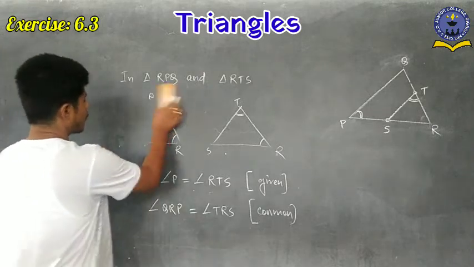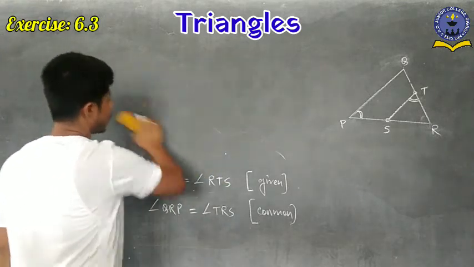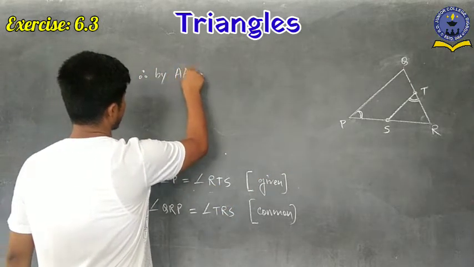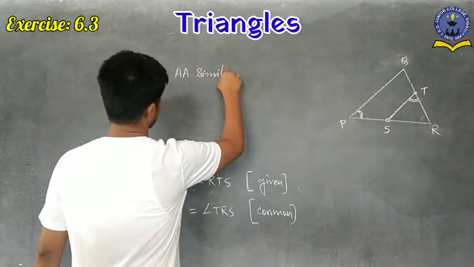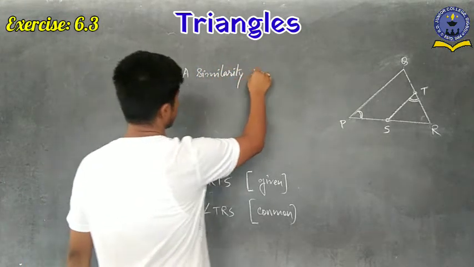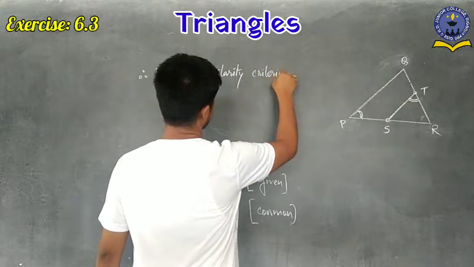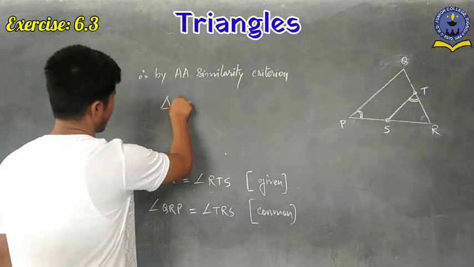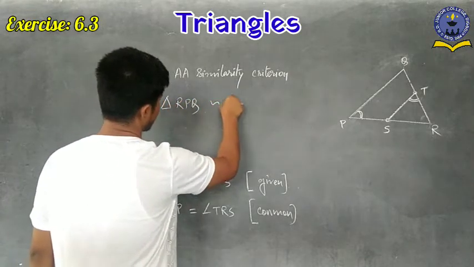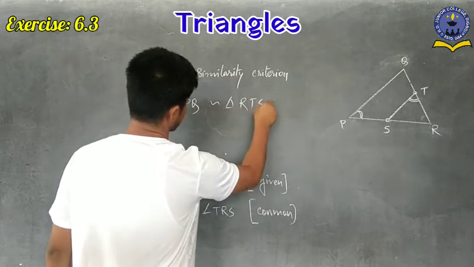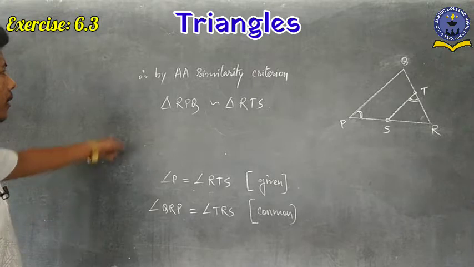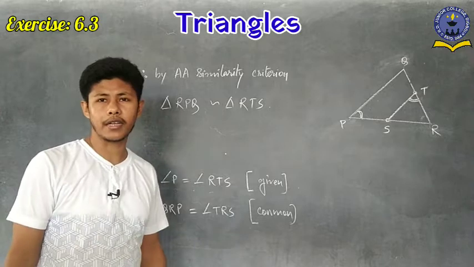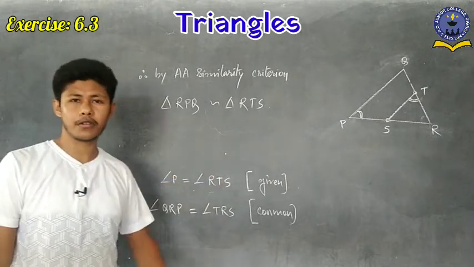So that's why here what you have to write. Finally we have to write here, therefore by angle similarity criterion, what we can say, these two triangles are similar. Which two? First one is we have to write triangle RPQ similar to triangle RTS. Two angles are equal, so by angle similarity criterion easily we can say these two triangles are similar, and we need to prove this result. Is it clear? Very simple question. I think all of you understood this one.